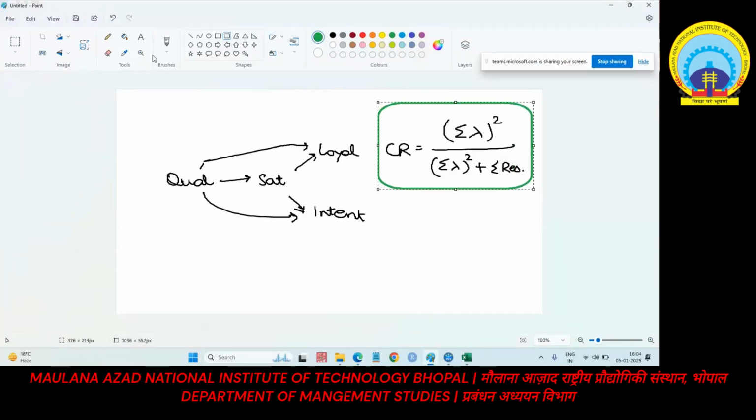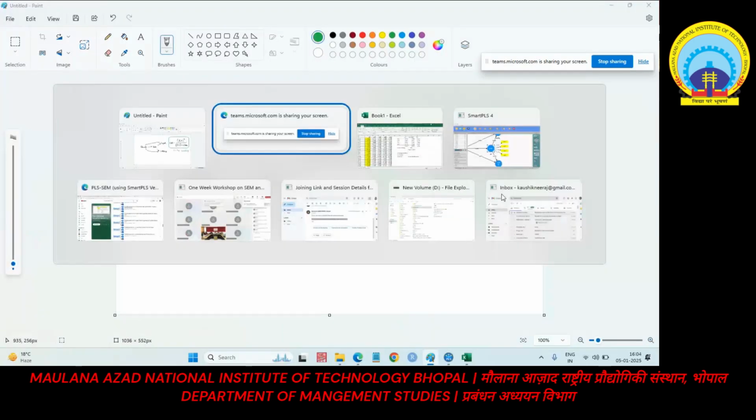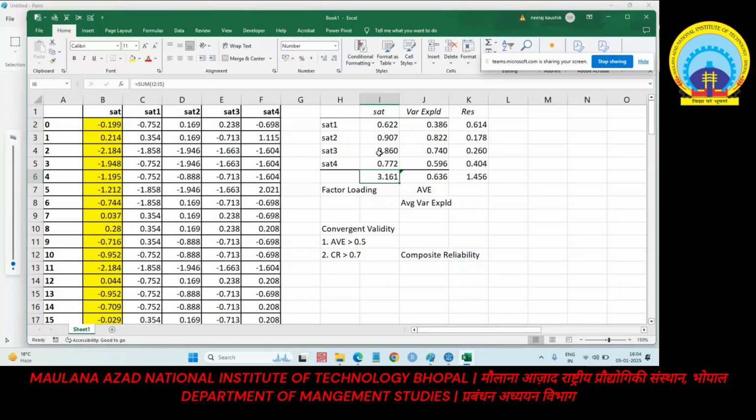Summation lambda. Now this is called lambda. This coefficient, what is lambda? Lambda means factor loading. Lambda is factor loading. The value will be computed by the software. Don't worry about that. Don't panic. Simply see, the formula is not rocket science. What I am doing is I have added all of these, 3.16, and taken the square of that.